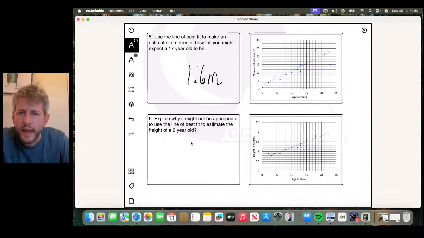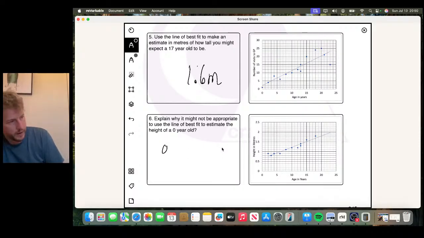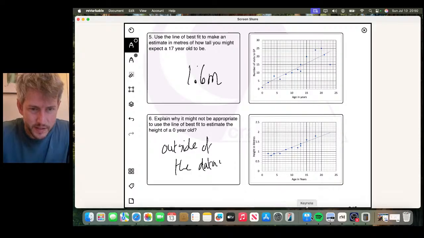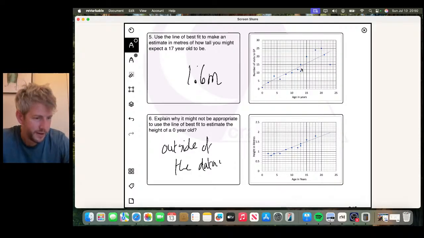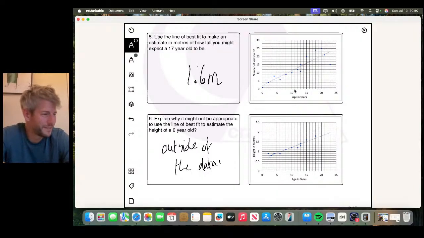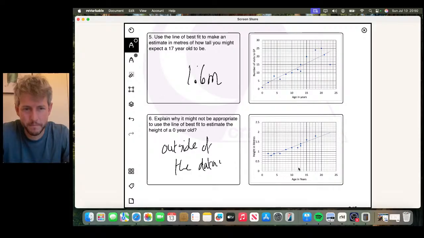Explain why it might not be appropriate to use the line of best fit to estimate the height of a 0-year-old outside of the data range. Okay, right, that might be it. So first things first, let's mark this and then we'll find out what's gone on with this graph here. And then we can fix that. And then that's the entire book reviewed. Oh, wonderful. Right. Yeah, so let's just get this one marked.